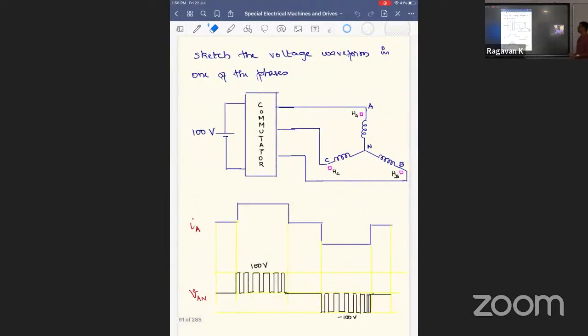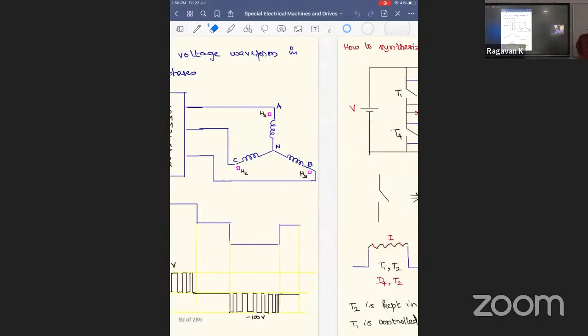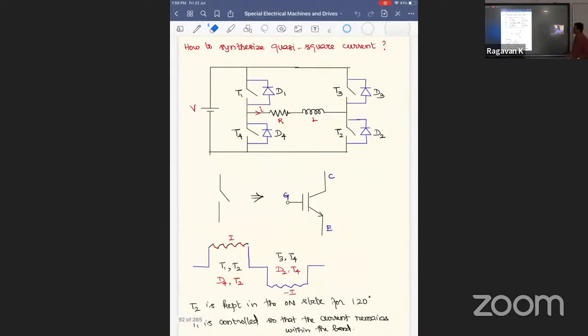Now we wish to have quasi square current. This is what we want to give for a BLDC operation: quasi square current. This is the circuit you have, correct? Now, if I energize transistor 1 and transistor 2, the current flows like this. So it is for 0 to 26 ampere.